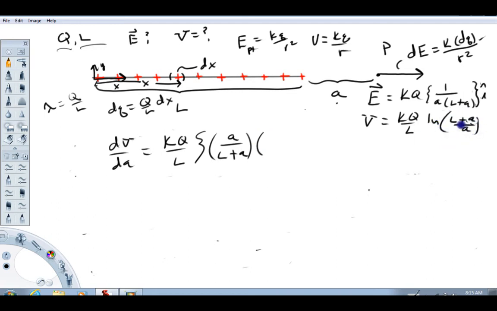So when we go ahead and differentiate this, the derivative of the top, 1, times the bottom, keeping in mind we're differentiating with respect to A, minus the derivative of the bottom times the top, all over the bottom squared.